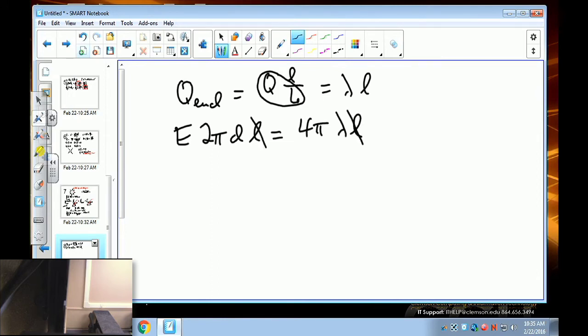The length of the cylinder drops out, and here you go, Mr. Bicot, there's the factor 2. That's one way to get it. Okay, now notice that this falls off like 1 over the distance, right?